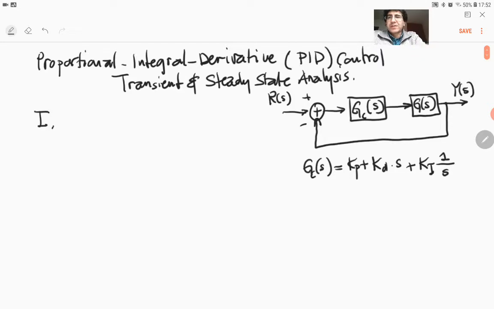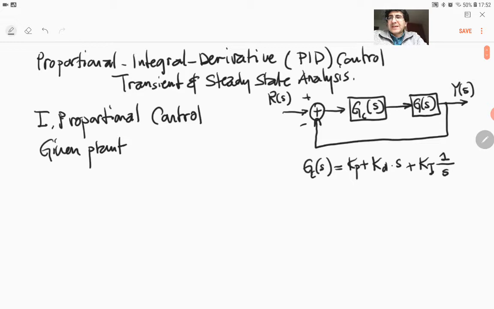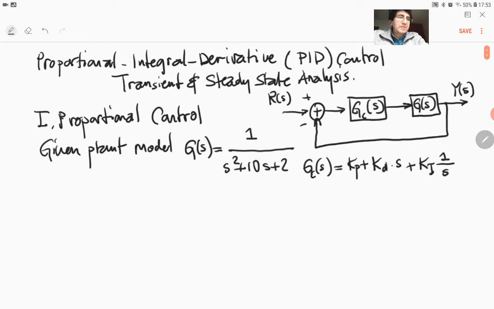Okay, so let's start with proportional control. Let's assume that we have a plant model that is second order. So the plant model that we have is G of S given by 1 over S squared plus 10S plus 20.